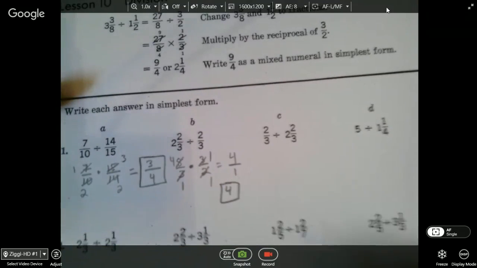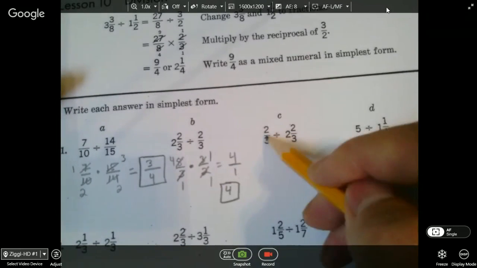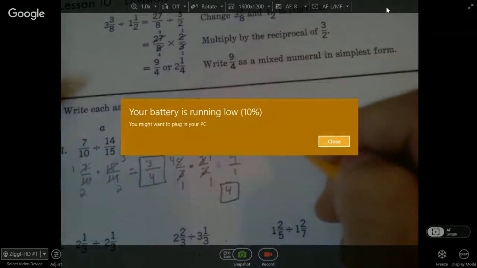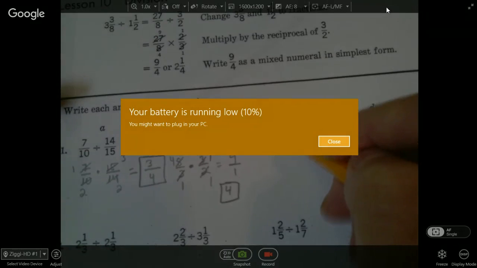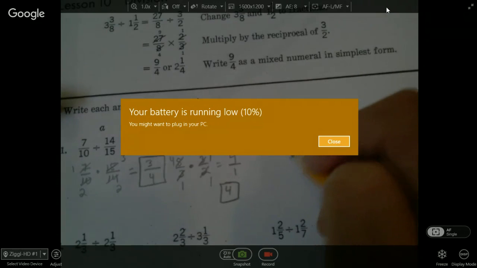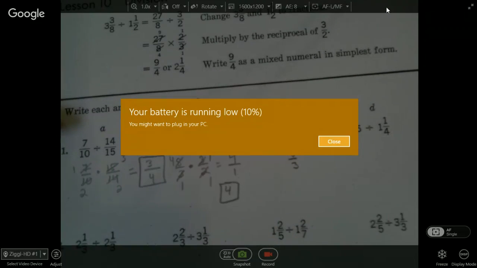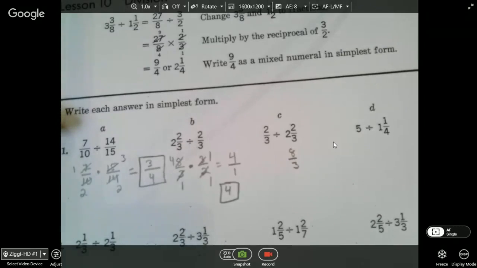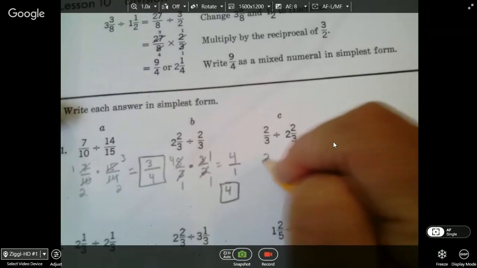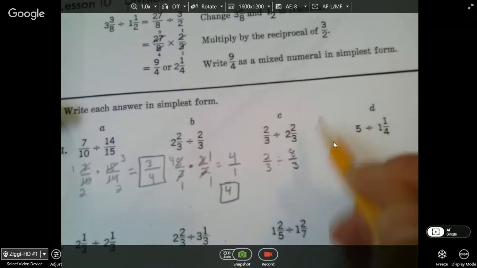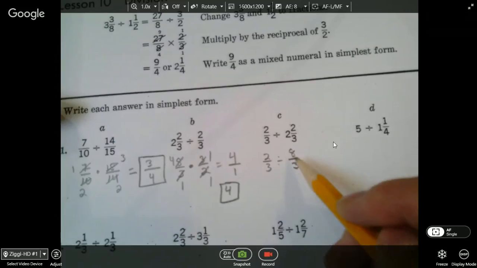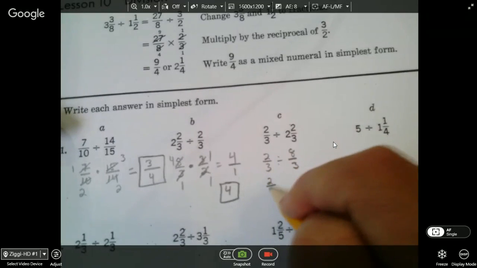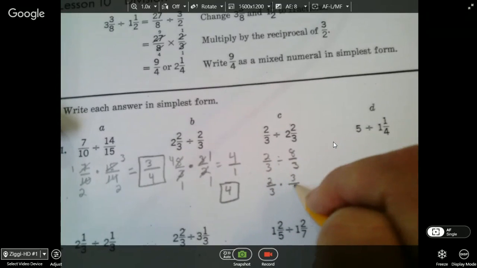The next one. This one's already a fraction. We don't have to change it. This one is not, right? So we want to change that to an improper fraction. 3 times 2 is 6. 6 plus 2 is 8. So this is 8 over 3. And then we have 2 over 3 divided by it. Now we want to change this to a multiplication, multiplying by the reciprocal. So we have here 2 over 3 times 3 over 8.